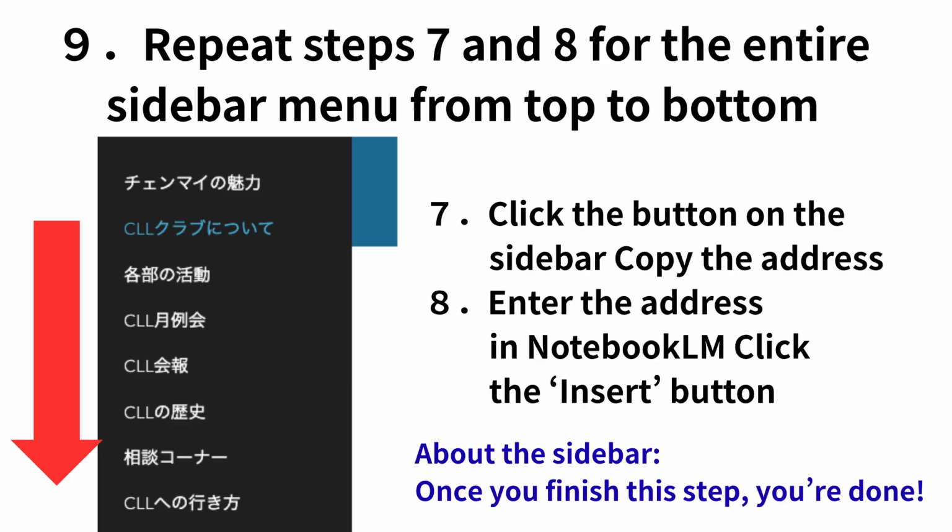Nine, for each page in the side menu, do the same. Click the button, copy the URL, and add it. Click the sidebar button on the CLL Club homepage and copy the address. Paste the copied address into NotebookLM. Finally, click the Insert button. The key point is to make sure you add all the necessary pages from the sidebar from top to bottom.